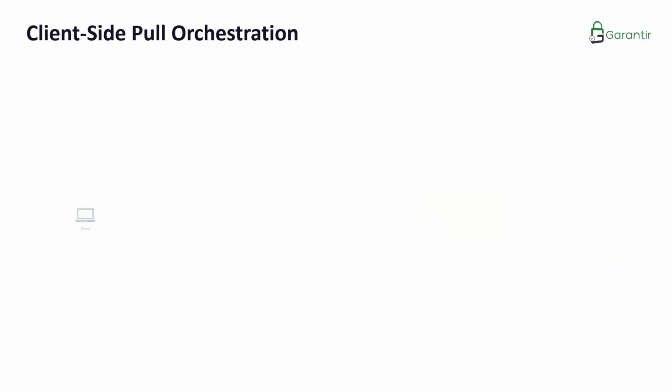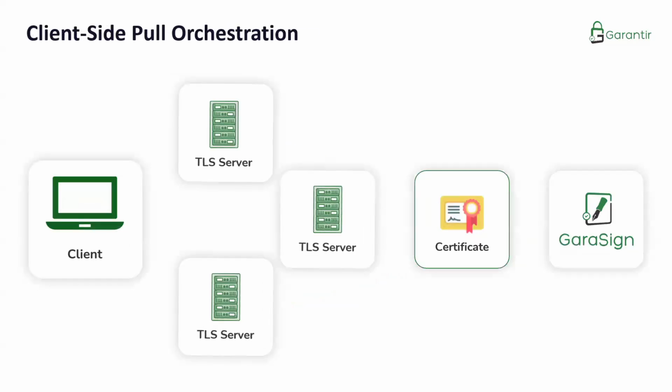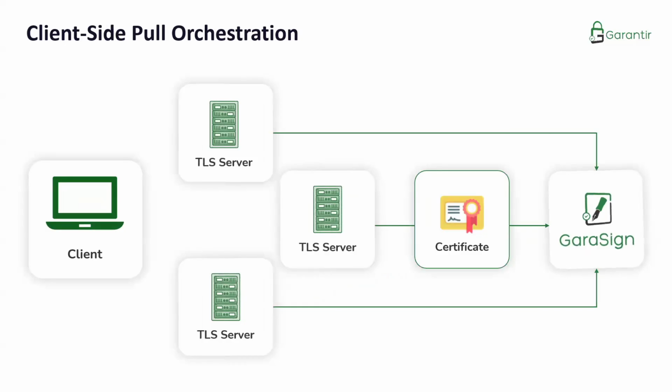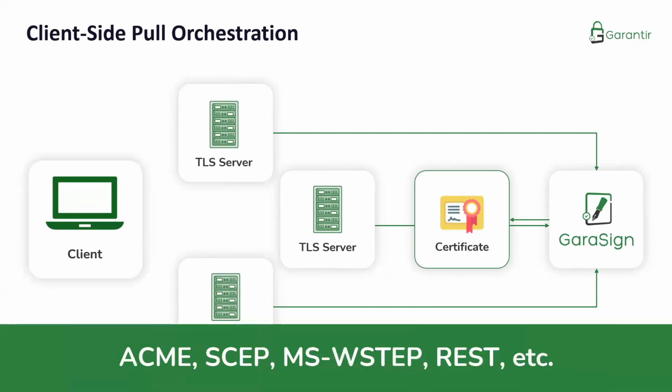The second method is a client-side pull orchestration, where the entity generates its own key material and requests a certificate from the backend system. Alternatively, the key material can be generated server-side and then pulled by the TLS server. This is often seen in protocols such as ACME, SCEP, Microsoft's MS-WSTEP, CMP, and others.